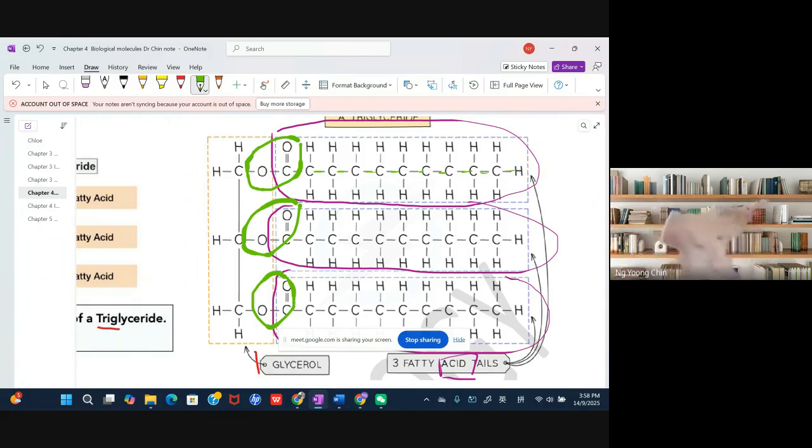If you have 1 molecule which has a double bond, maybe it becomes like this. That means it is an unsaturated fatty acid. So you just observe how the bond formation is.